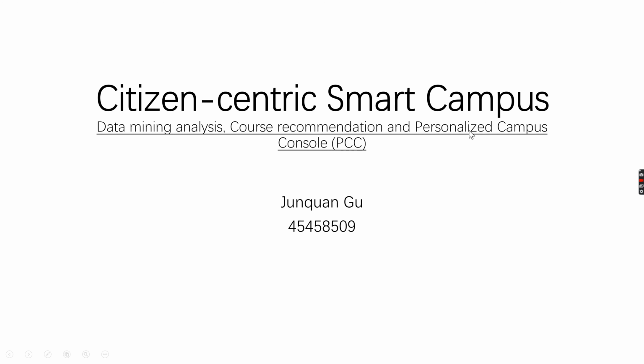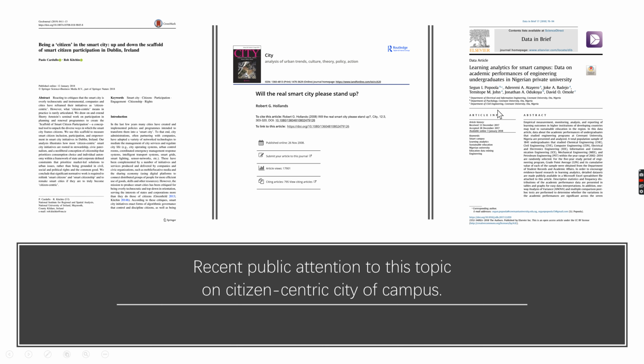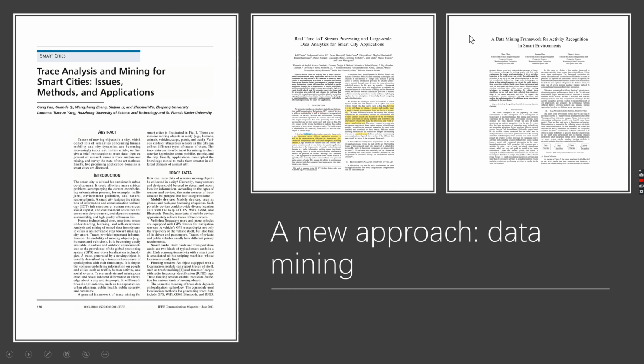Centric Smart Campus: data mining analysis, course recommendation, and the Personalized Campus Concern, which can be abbreviated to PCC. Like smart cities, the development of smart campuses relies more or less on partnership with large companies. The mission to produce smart cities has been criticized for being overly technocratic and top-down in orientation, serving the interests of states and corporations more than those of the citizens.